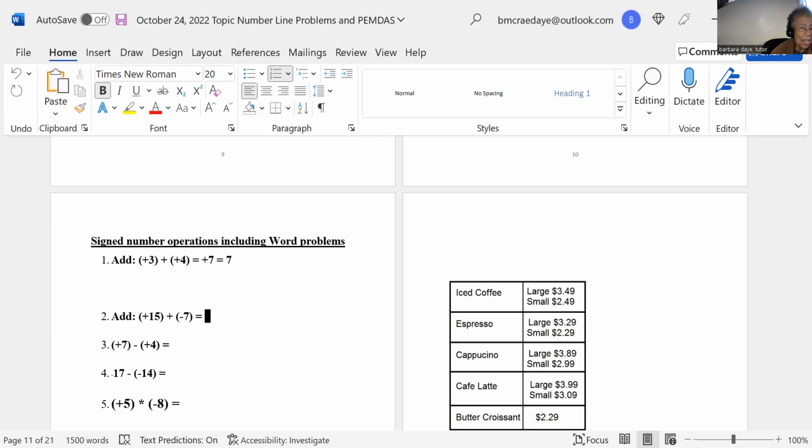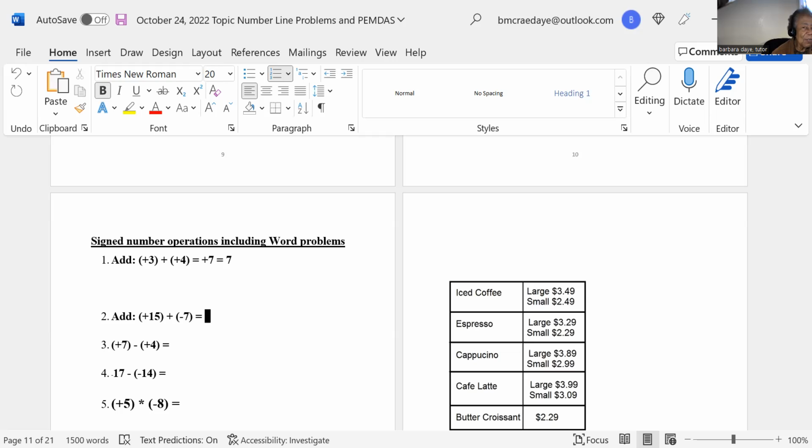That's a subtraction now. A plus and a minus, unlike signs add, that means you've got to subtract. So what would be your answer? 15 minus 7 is what? 8. Okay, so what would be the sign? Plus or minus? A minus.